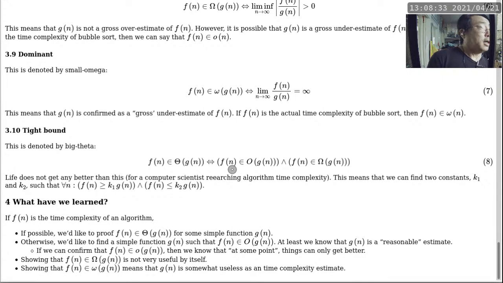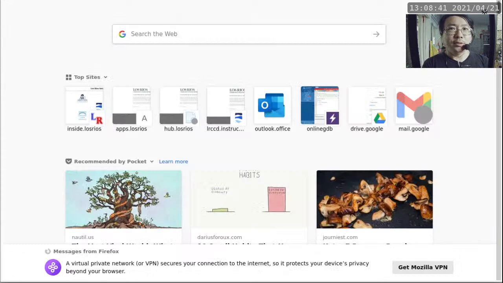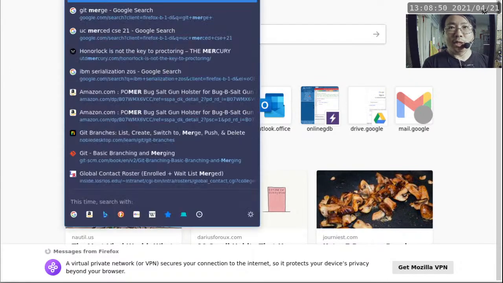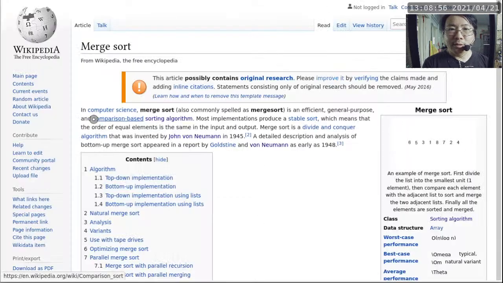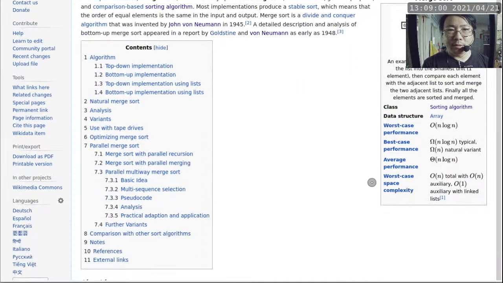Taking a look at the time, it is 1:08. So let's go check out a few algorithms just so that we can see whether Wikipedia is using the right notation or not. We're going to check out merge sort. Merge sort in Wikipedia. There we go. And we want to look up the time complexity.